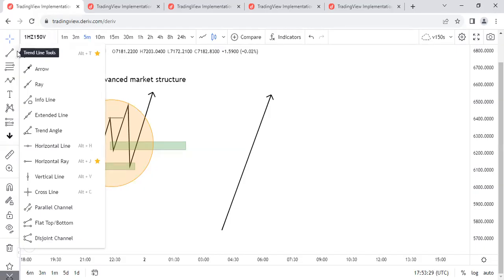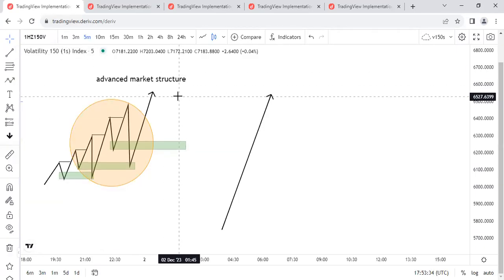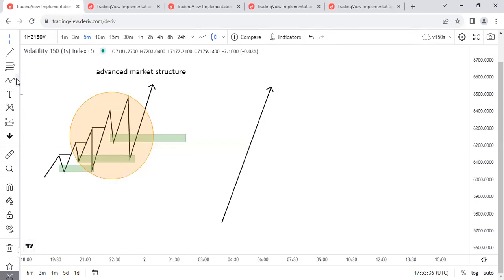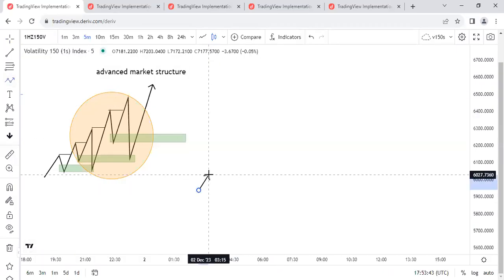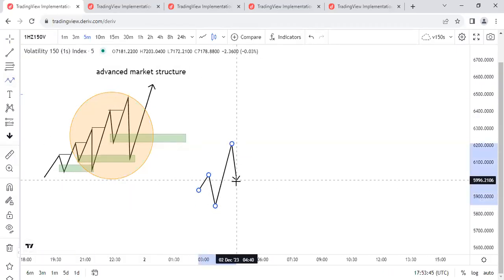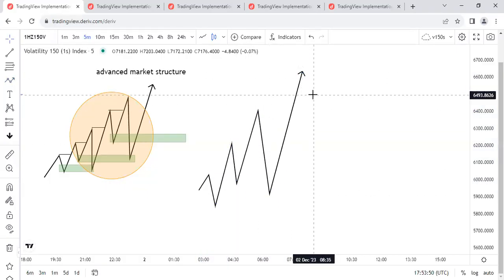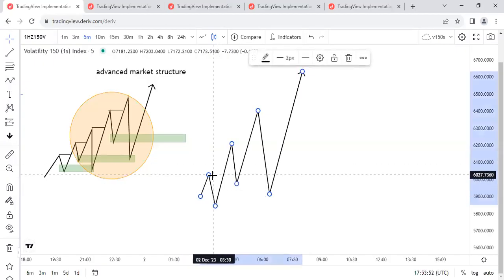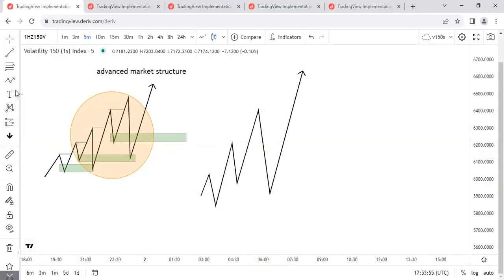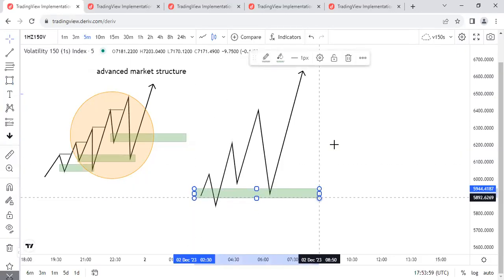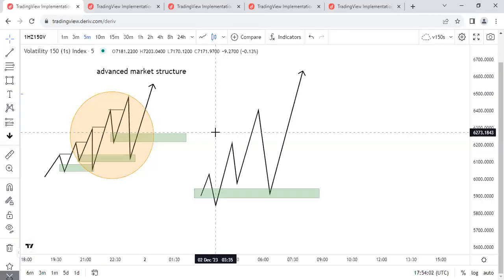I'm going to go back and explain again. You guys always see me do something like this on my charts. You see this, and you see this. Then you see price coming back here. It is this simple. This is how simple it is, respecting the advanced market structure.